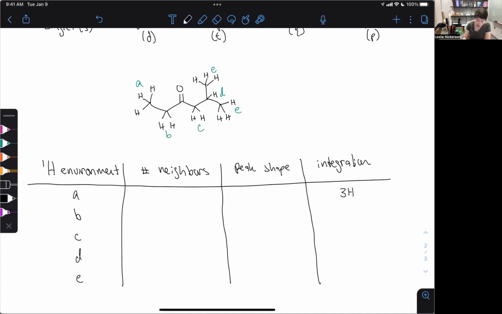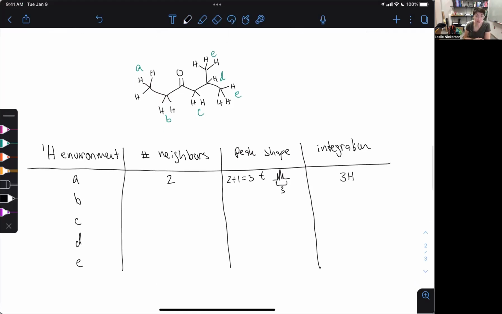Okay, the number of neighbors: the A H's are on this carbon. That carbon is attached to this carbon, which has 2 H's on it. That's going to be 2 neighbors. 2 plus 1 is 3, so that's going to be a triplet. Okay, so we've got our little triplet there. All in all, it's going to look like a triplet, and then you're going to have a little 3H, as in it integrates to 3. Okay, so that's what we're looking at.